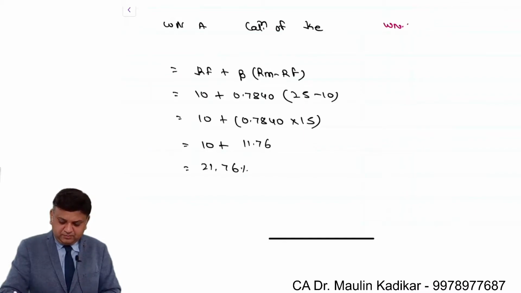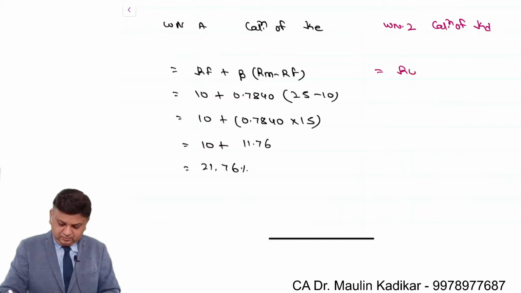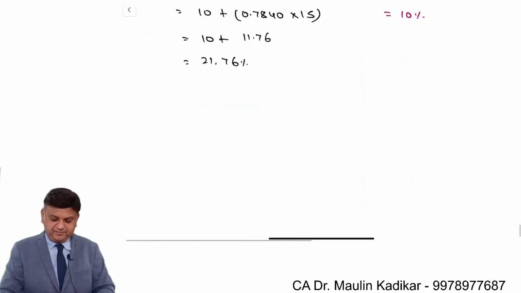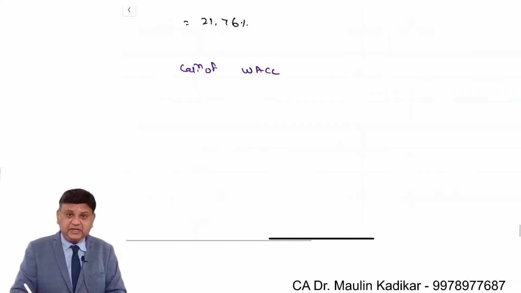Working note number 2, calculation of cost of debt financing, which we have already done. That is 10% into 1 minus tax rate. Tax rate is provided to us as 0. So 10% into 1 minus 0 is 10%. Last is the calculation of weighted average cost of capital.